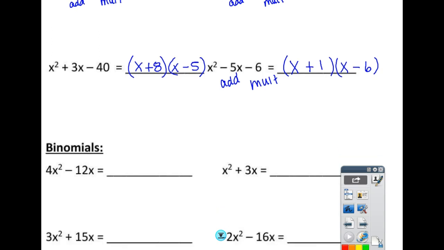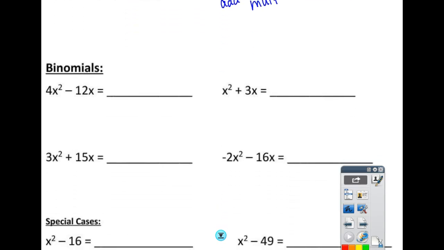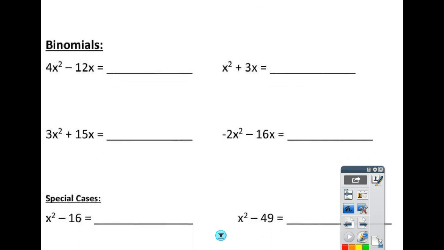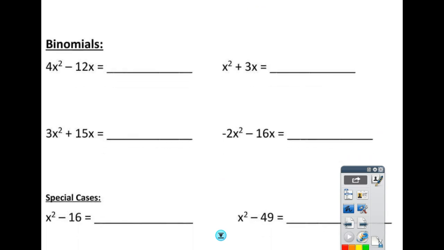Okay, now these down here, sometimes y'all freak out on these binomials, and they're super easy. That's why we put them on here, because they're so easy, and you don't want to miss them. So what you first do is see what they'll both divide by. In other words, finding the GCF. Okay, what will 4x squared and negative 12x both divide by? A 4 and an x, right?